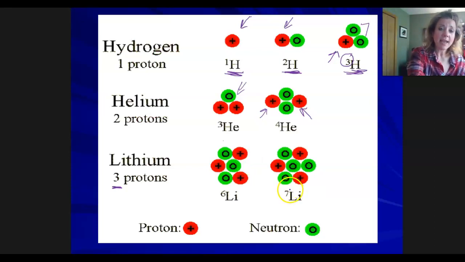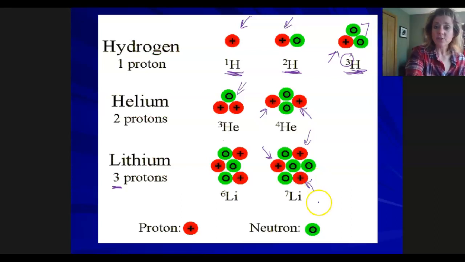And then I have lithium-7. In lithium-7, I have the requisite 3 protons, which means that the other 4 particles must be neutrons.